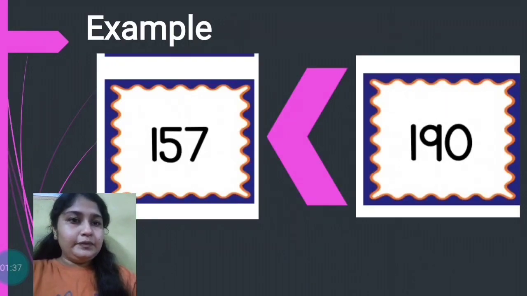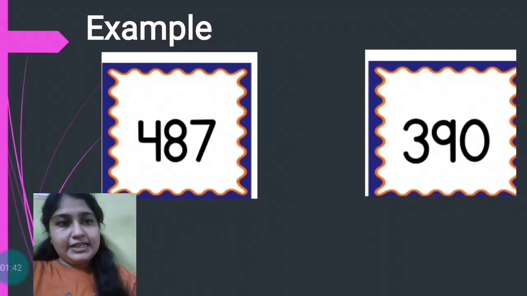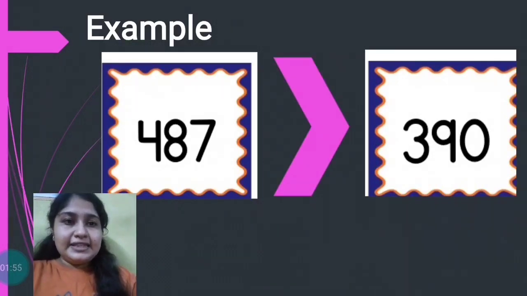Now the other one, 487 and 390. So here students, identify कौन सा नंबर बड़ा है, 487 बड़ा है या 390? Yes, 487 बड़ा है. So let's see the sign. Yes, this sign will come. Okay, so we can say 487 is greater than 390. Now let's start with our exercise.